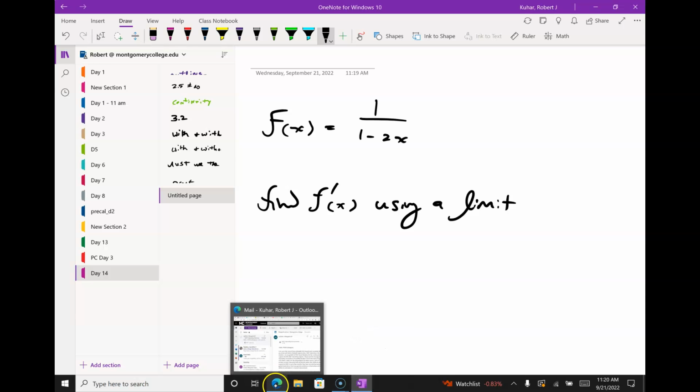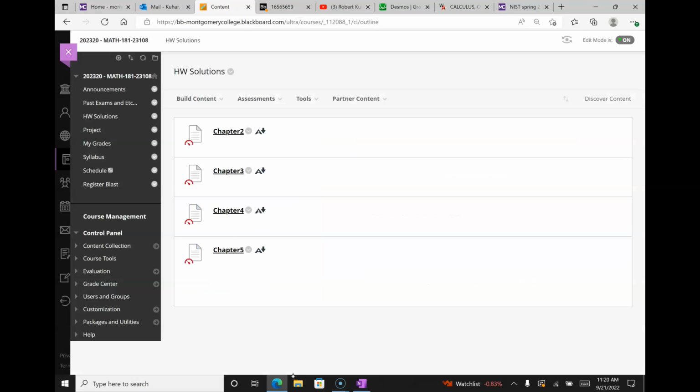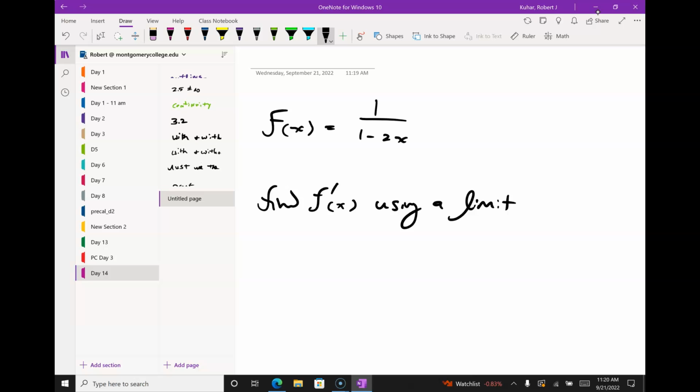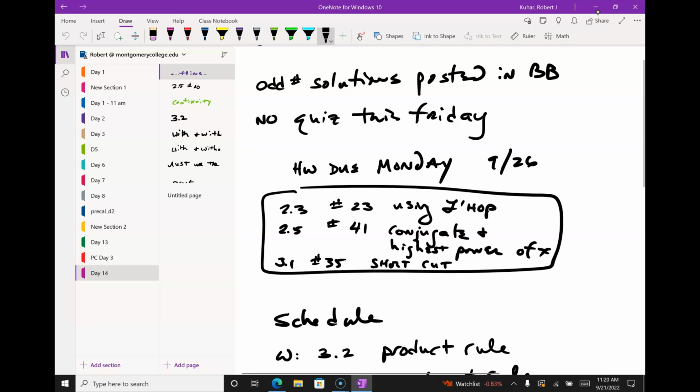So let me recap some of that. On Blackboard, we now have homework solutions right on the left sidebar. We've got a new list of homework for Monday, which I will add to. 2.3, number 23, using L'Hopital's rule. 2.5, number 41, using a conjugate and dividing by the highest power of x. And 3.1, number 35, that's a tangent line, but use the shortcuts. Once we're in chapter 3, we're only doing shortcuts for derivatives, okay?